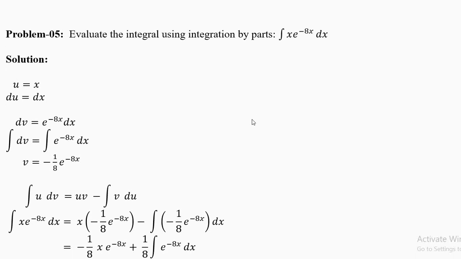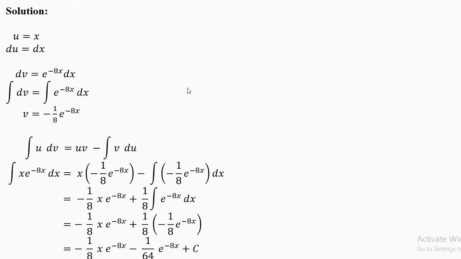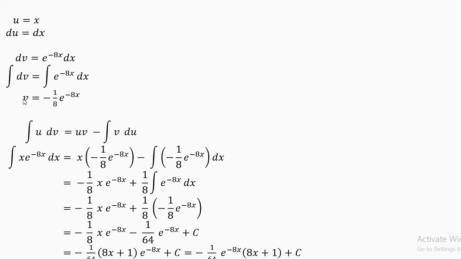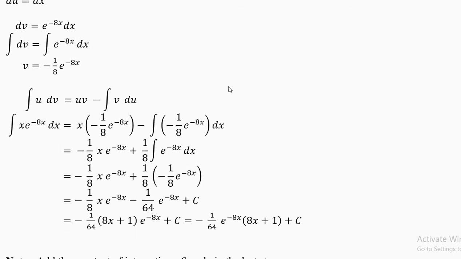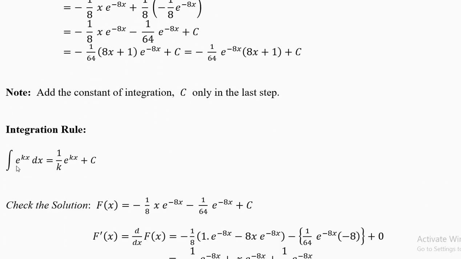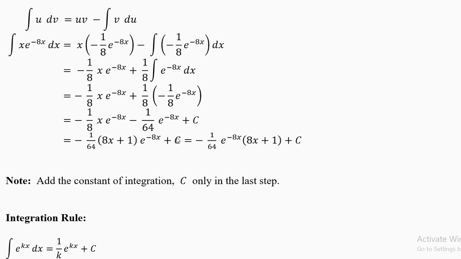Now we have done one exponential question with exponential x. Now here we will do the similar question with exponential minus 8x. Now u equal to x, dv equal to e power minus 8x dx. Integrate dv, you will get v equal to minus 1 over 8 e power minus 8x. This is the rule for integrating the exponential function. The integral of e power kx is 1 over k e power kx plus c.